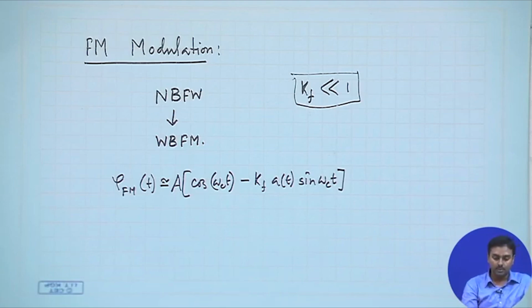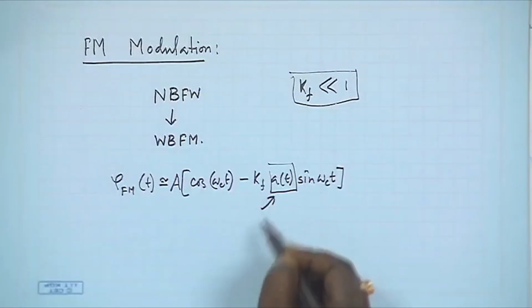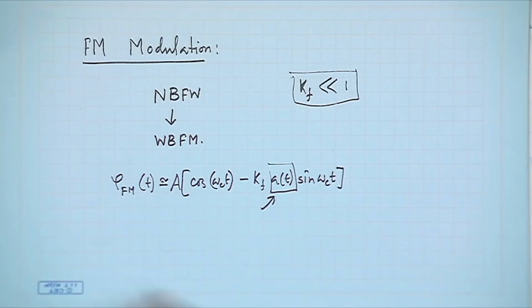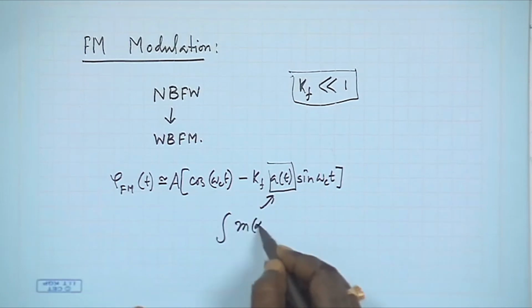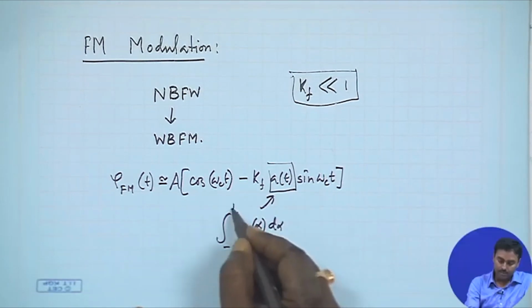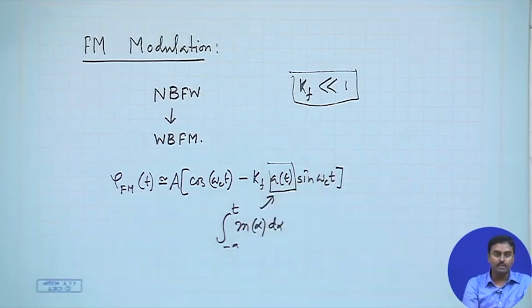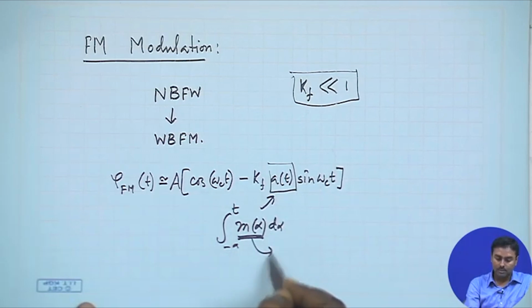This is the carrier with which we are doing the modulation, and a(t) is obtained because for FM and PM we have to integrate or differentiate. So, this kf into a(t), for FM, it should be the integration of m(alpha) d alpha from minus infinity to t. Okay. So, that is already taken care of. m(alpha) is actually the message signal.